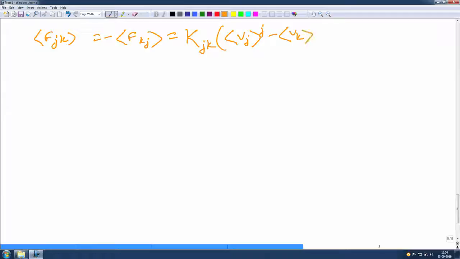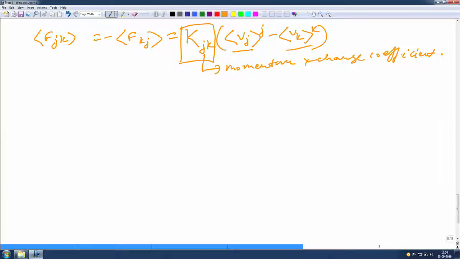This is called something called a momentum exchange coefficient. So this essentially means that this is an ad hoc kind of a term, and these are the intrinsic phase average velocities in the two phases. So this is a momentum averaged quantity. So determining this particular quantity between phases j and k is difficult.